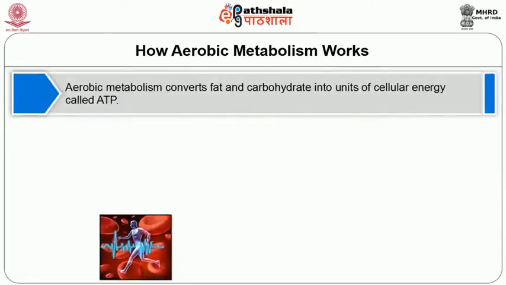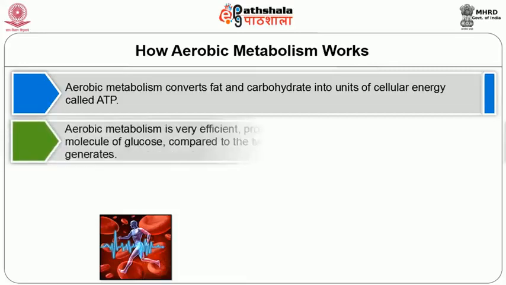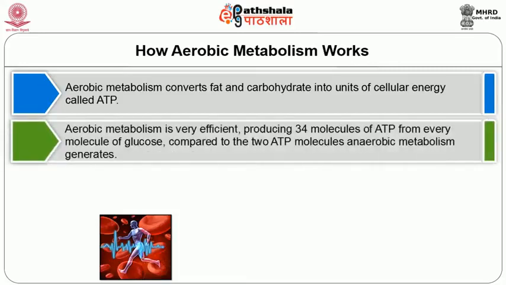Aerobic metabolism converts fat and carbohydrates into units of cellular energy called ATP. Aerobic metabolism is very efficient, producing 34 molecules of ATP for every molecule of glucose, compared to the 2 ATP molecules anaerobic metabolism generates.